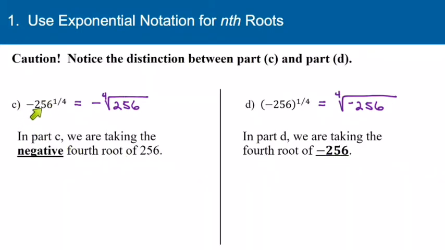When there are no parentheses, the negative is outside the radical, and we're taking the negative of the fourth root of that number. But when there are parentheses, the negative goes inside the radical, and we're trying to take the fourth root of a negative number. And as we saw in the last slide, the fourth root of a negative number is not a real number, but the fourth root of this positive number is 4, and when there's a negative in front, we get negative 4 as our final result.